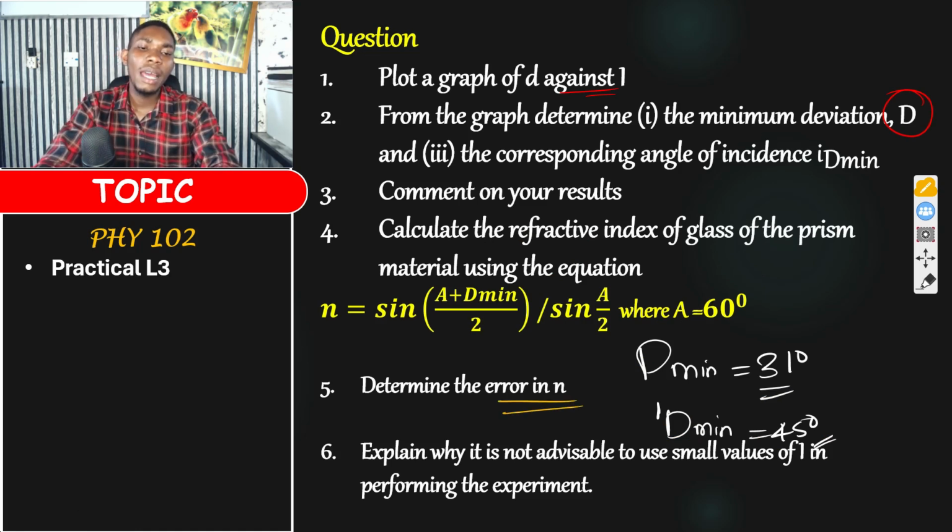Now, the error in n, how do you determine the error in n? N is made up of the minimum deviation and the angle A. Are you getting it? The minimum deviation and then the angle A. So most times, what you can actually do here is to find the error in the minimum deviation. A is a constant, so it doesn't really have any error. So the only error we should be looking at now is the error in the minimum deviation.